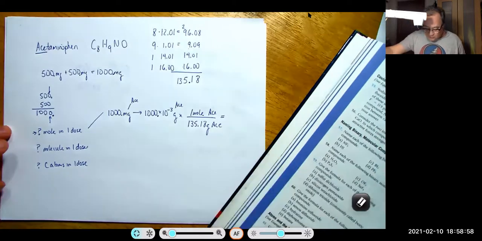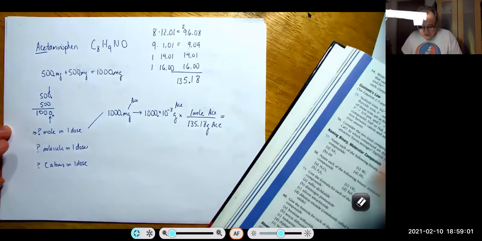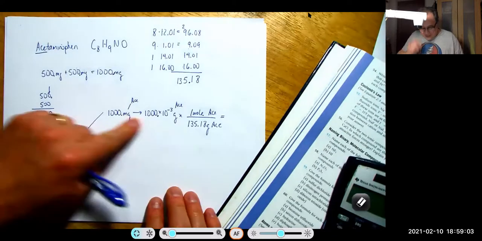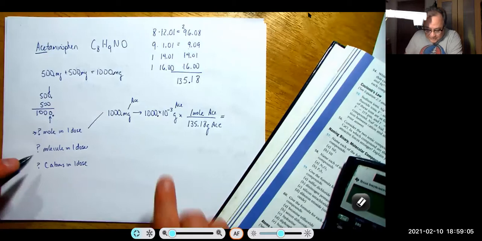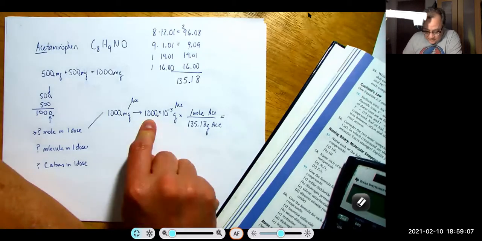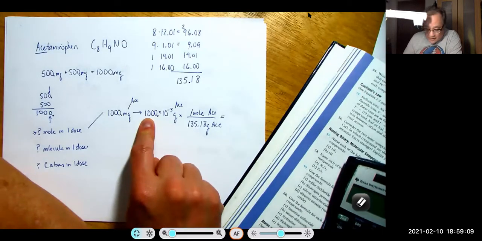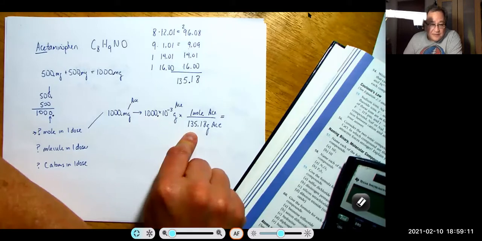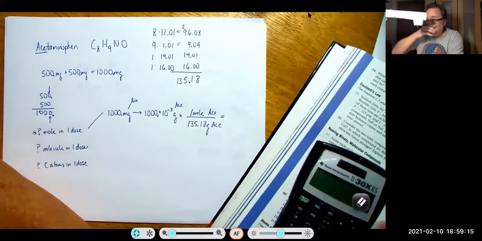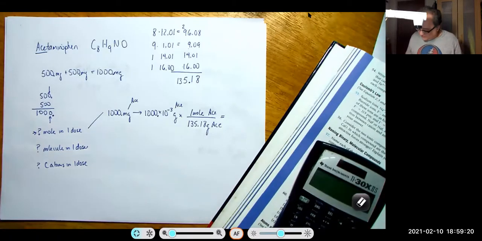Besides, it makes it sound cool. So when I do the work here, I know that 10 to the minus 3 times this is 1. So I'm going to have 1 divided by 135. My calculator better spit out an answer that's way smaller than 1, like 0.008. So let's see what we get.